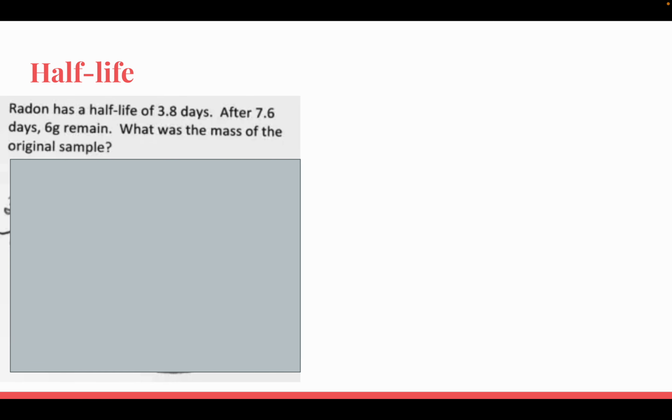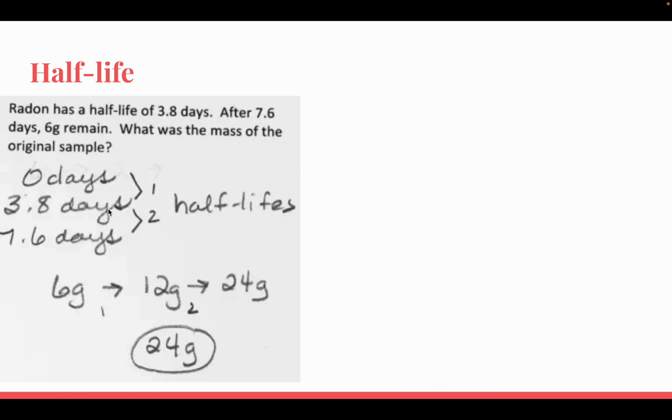Well, first thing I'm going to do is calculate how many half-lives I have. So I would do 7.6 divided by 3.8. All right, that means there's 2 half-lives, which means my sample got cut in half twice. So now I just work backwards, and it's going to look something like this. All right, so 6, that's how many I had at the end. Well, that was 12 originally, which was 24, all right? Each of these arrows represents a half-life.